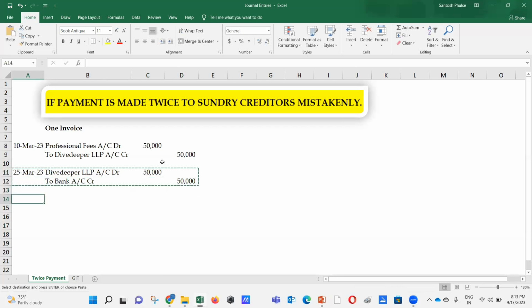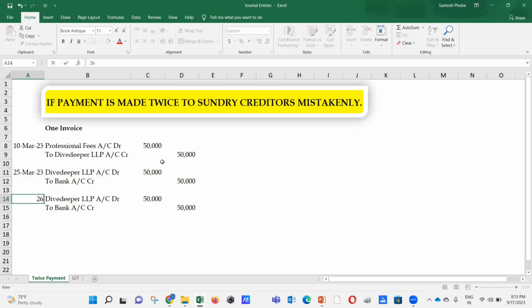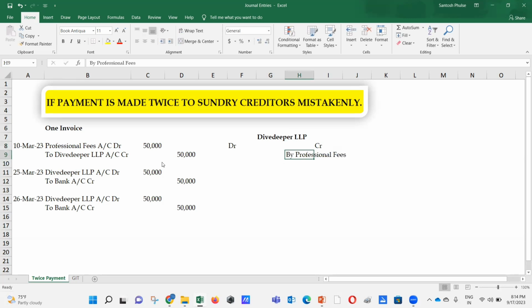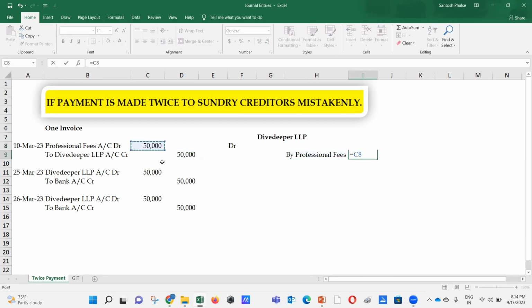And if you have done one more payment on 26th March 23, that's going to be the same. Now, if you see from the ledger standpoint of Dayu Deeper LLP, how is it going to work? It's going to be your debit side, and this is going to be your credit. The first is credit: by professional fees, 50K.